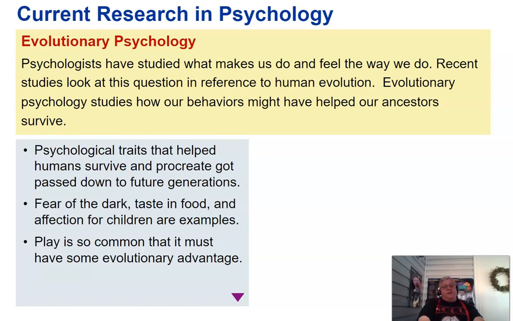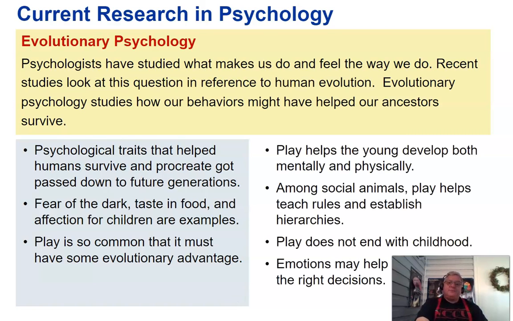They developed the fear of the dark, taste in foods, and affection for children, and play is so common that it must have some evolutionary advantage. Play helps the young develop both mentally and physically, and among social animals, play helps teach rules and establish hierarchies. Play does not end with childhood. Emotions may help people make the right decisions.